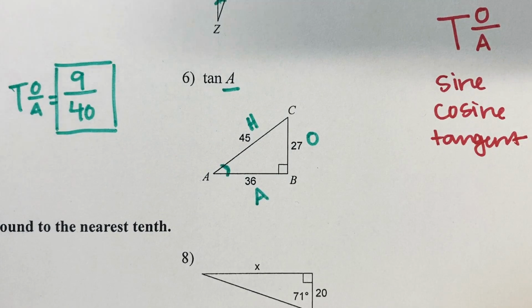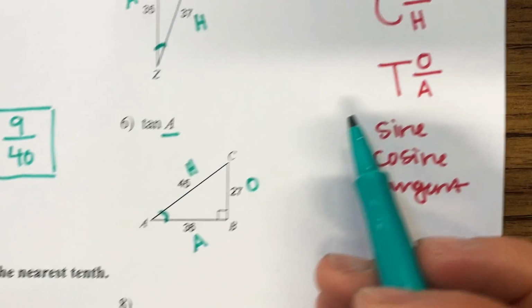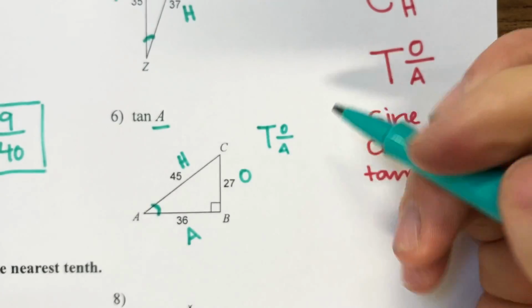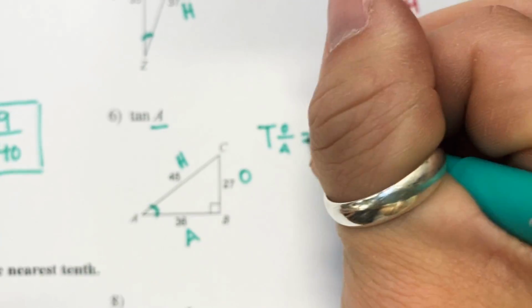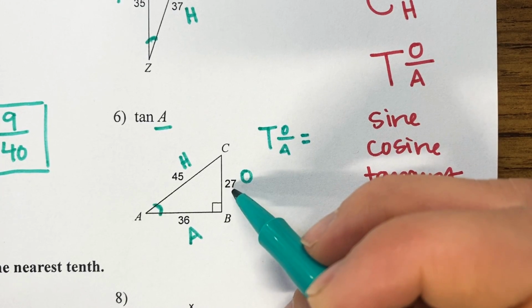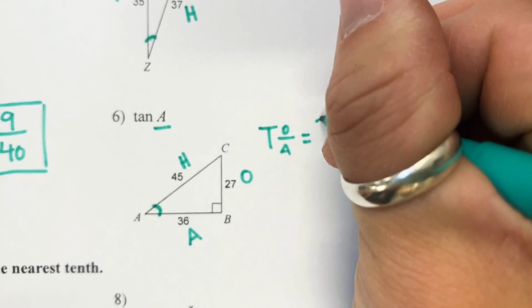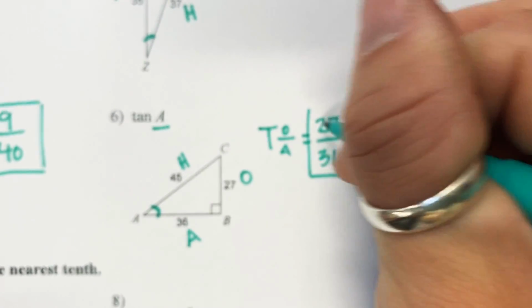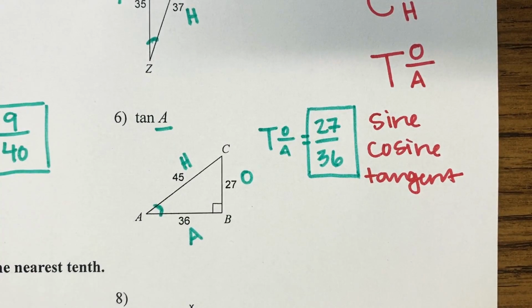Okay, well now again it wants tangent, so we know we're gonna have to use TOA. TOA is opposite over adjacent. So we find our opposite, 27, over adjacent, 36. And there is our answer. Beautiful.